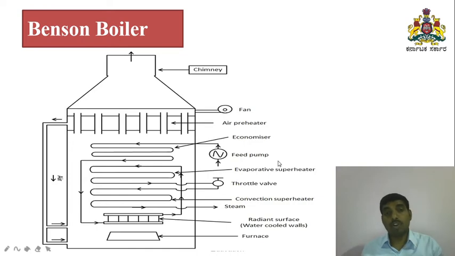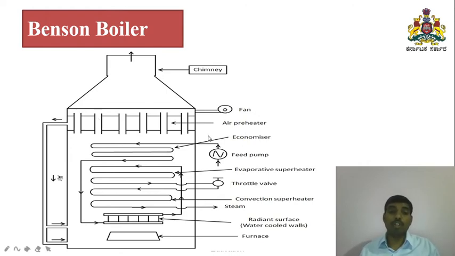So this is a critical pressure boiler, so it will be operated at more than 225 bar pressure. Therefore here no drum is provided. The only difference between a Benson boiler and a Lamont boiler is that a Lamont boiler has a drum, but here in this one there is no drum. So let's take a glance at how it works.